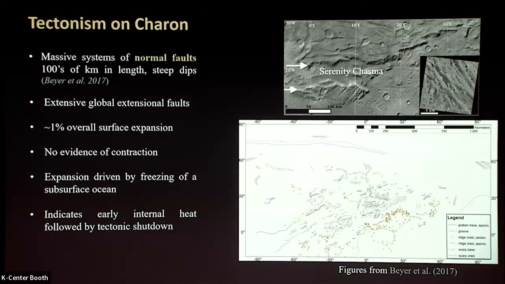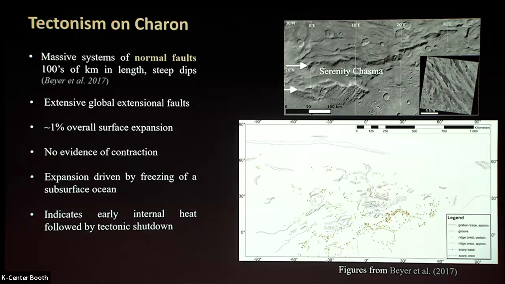we see a lot of tectonic features. So this map was from Ross Beyer's paper, and we see a variety of different types of features. So, systems of normal faults that are very long and have steep dips, see extensive global extensional faulting. The extension that has been mapped so far seems to correspond to about 1% of overall surface expansion. Of course, we don't know what's on the other side of Charon to this level.